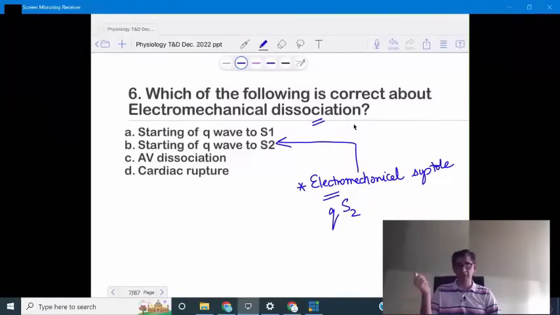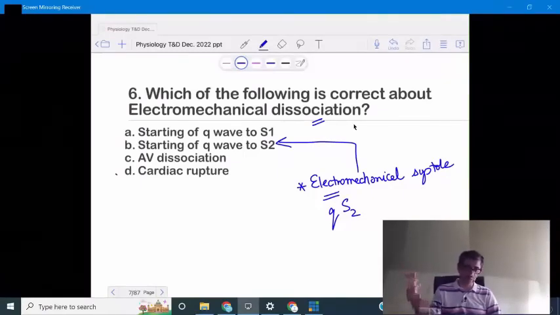But the question says electromechanical dissociation. It means that the heart has burst. This is a complication of myocardial infarction, and the heart will burst, and this would be a complication of MI, a full thickness MI, usually a transmural myocardial infarction. The correct answer for question number 6 is option number D, cardiac rupture.